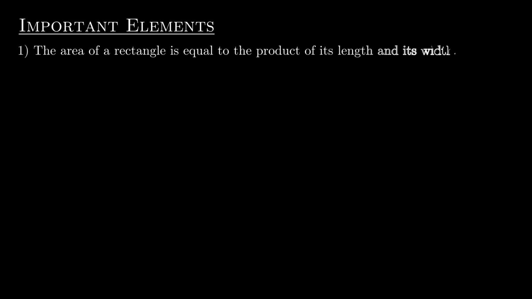So now let's review the important elements of this lesson. We've learned two things. The first thing is that the area of the rectangle is equal to the product of its length and its width. This is the first theorem that we saw earlier. And then a consequence of this is that the area of a square is the square of its side.